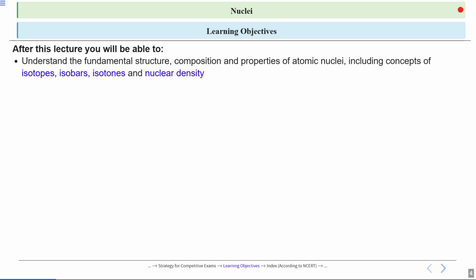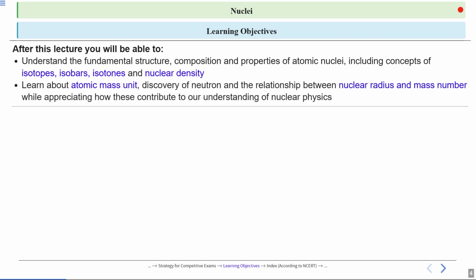We will define key terms, isotopes and isotones. We will also discuss nuclear density, which is extremely high, much greater than ordinary matter, showing how tightly packed nucleons are inside the nucleus. Next, we will learn about the atomic mass unit, which is a standard unit for measuring atomic and nuclear masses. We will cover the discovery of the neutron and see how the nuclear radius relates to the mass number. We will explore these relationships with examples to make the concept clear.